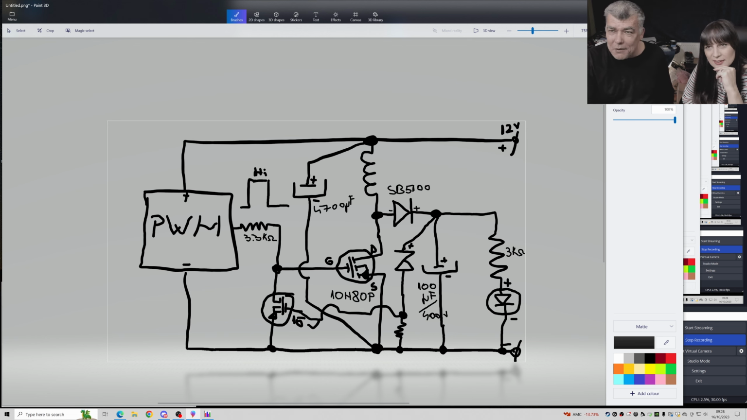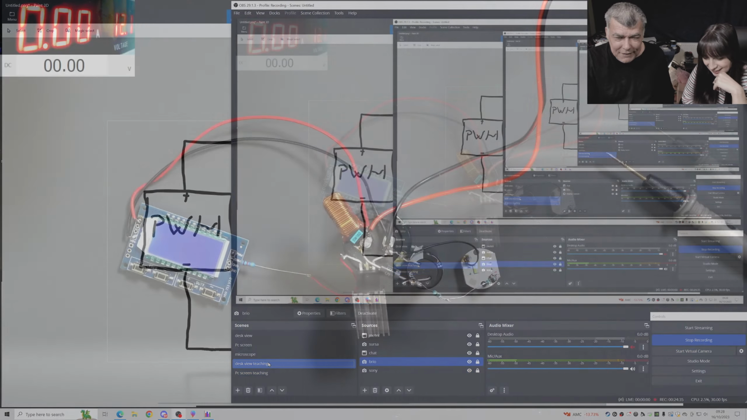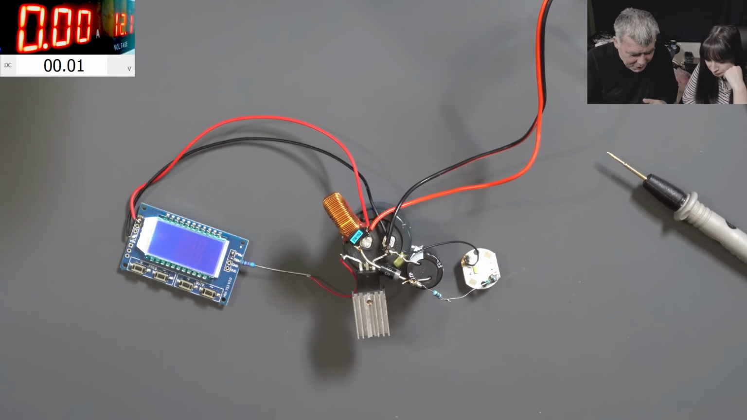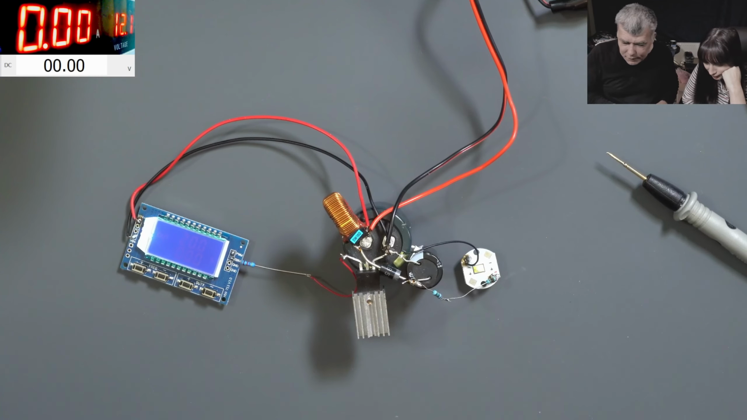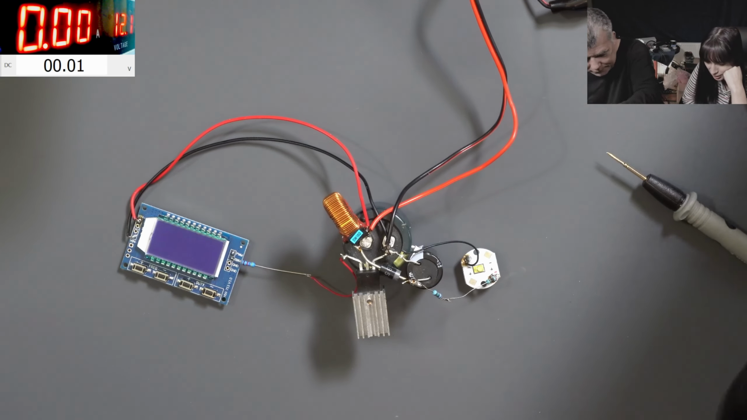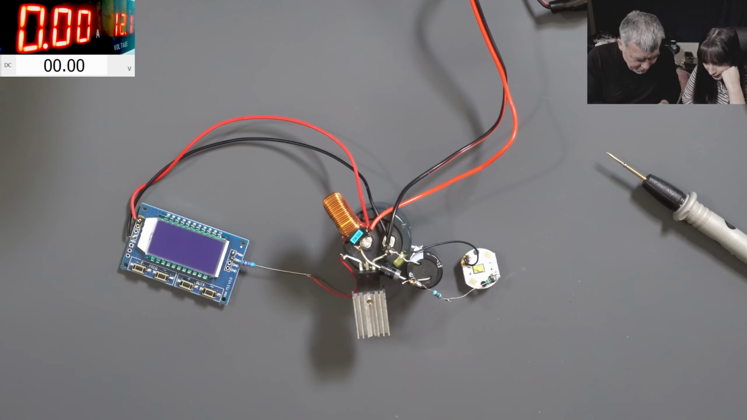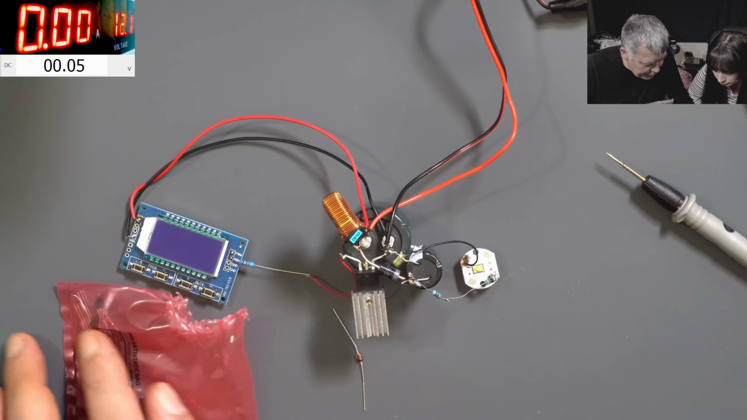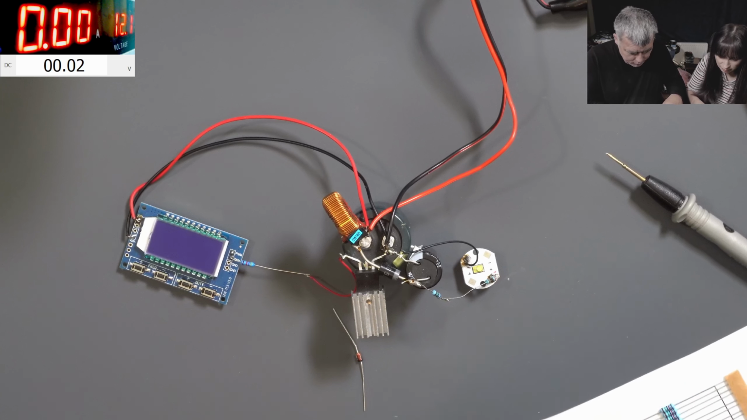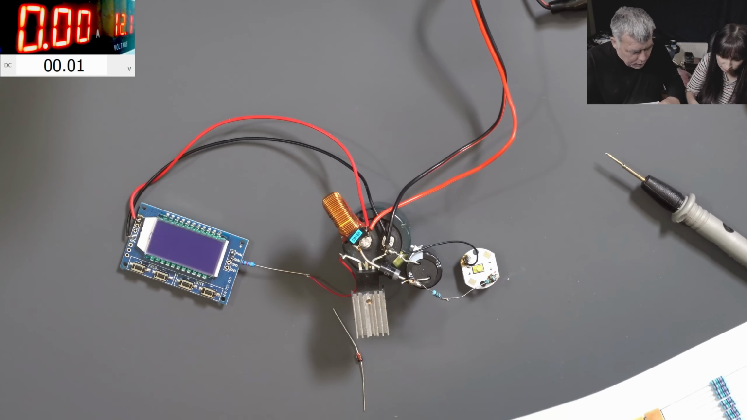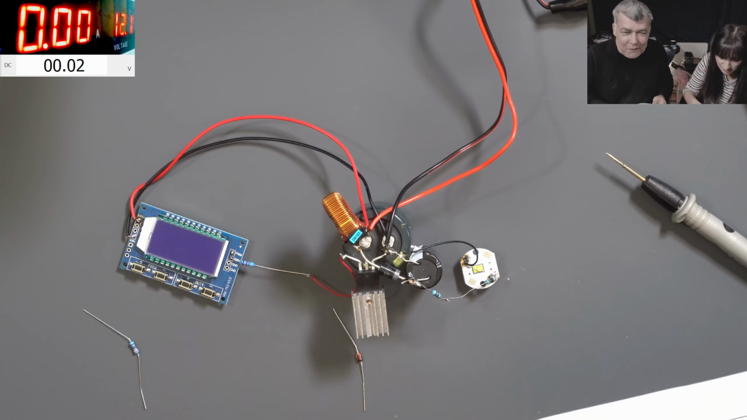So we should do it? Yeah, let's do it. So what do we need? We need to disconnect this. I'll give you a Zener diode. You have to give me a Zener diode, a MOSFET, and a resistor. The transistor, the MOSFET, is the three-legged transistor.